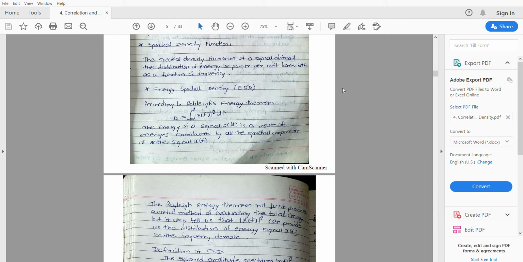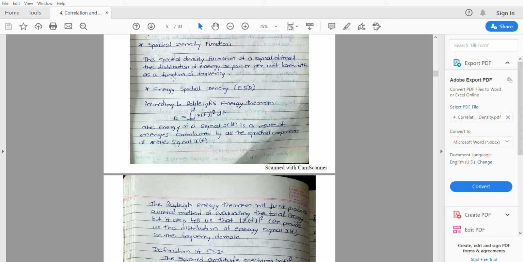Dear students, in this video, we try to learn the spectral density function. The spectral density function of a signal defines the distribution of energy or power per unit bandwidth as a function of frequency. So in unit 1, we saw how to find the energy and power in the time domain.